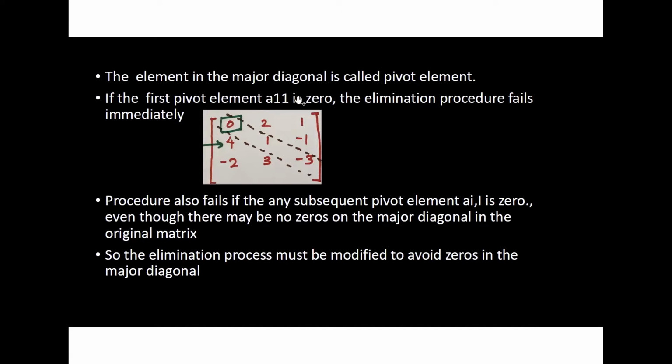So the first pivot element A11 is 0. So in this example that we are going to solve, the elimination procedure fails immediately. We can't apply the elimination process. So just by looking at the matrix, you have to observe the main diagonal and the pivot element. Now what do you call the pivot element? It is above the elements which are going to be eliminated, in the rows that are going to be operated on for the elimination purpose.